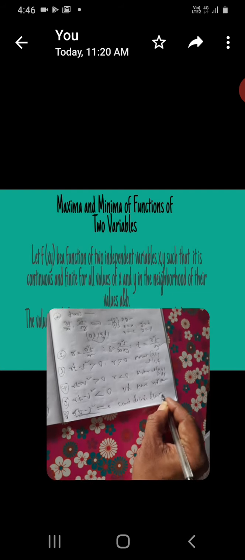Cannot decide the maximum or minimum, but at least further investigation is needed according to our mathematical rules. These are the six steps you apply in the problem.